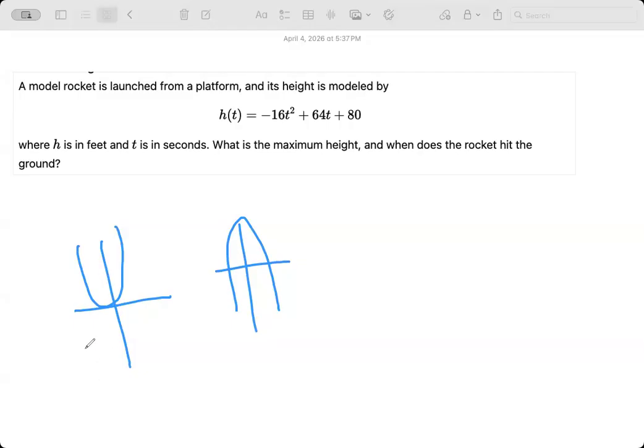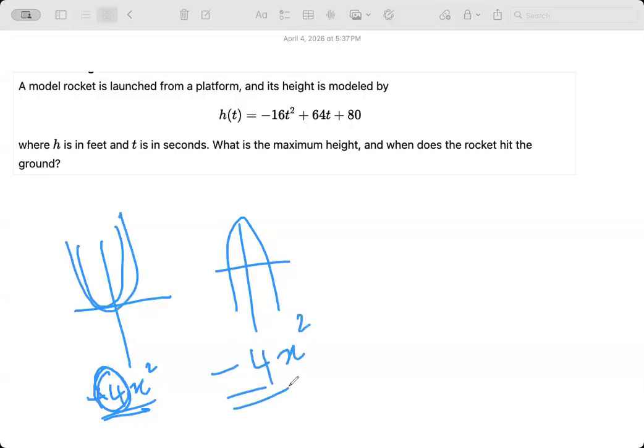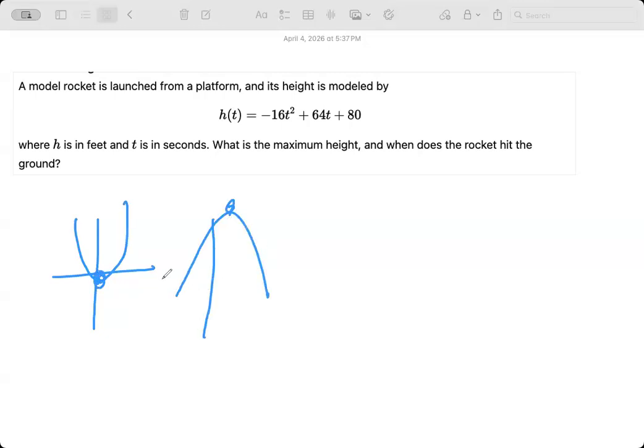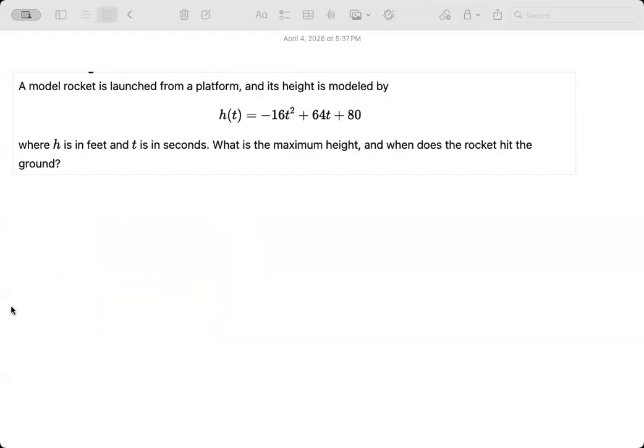The coefficient of the x squared will be positive if it is an upward facing parabola. The coefficient of the x squared will be negative if it is a downward facing parabola. Upward facing parabola has a minimum. Downward facing parabola has a maximum. Any questions on that? Okay.